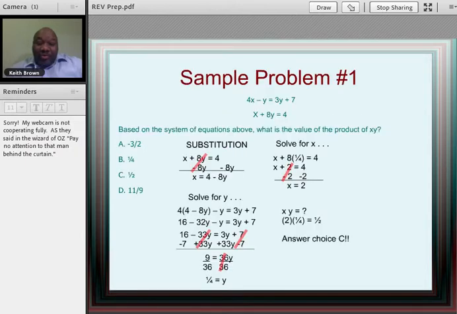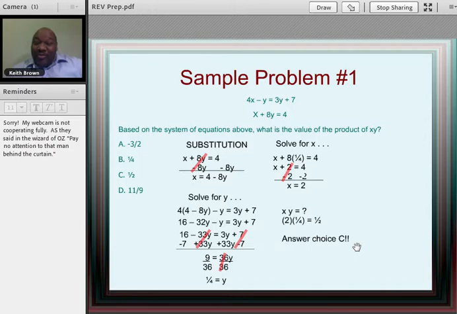All right, after we solve for y, we need to solve for x. We plug those values in and we get x is equal to 2. But are we done? No, remember we were asked for xy equals question mark. So we have to plug those two values in, multiply them, and we get answer choice C. So tip number 1, tip number 2.